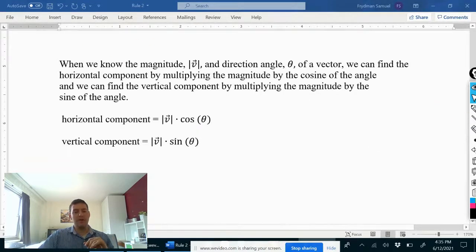All right, but really it amounts to the same thing. This is the rule no matter what the angle measure is.